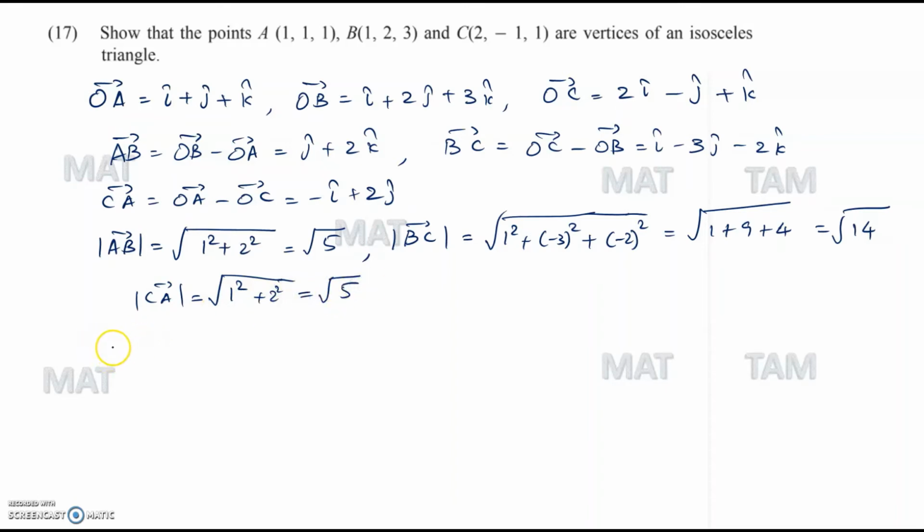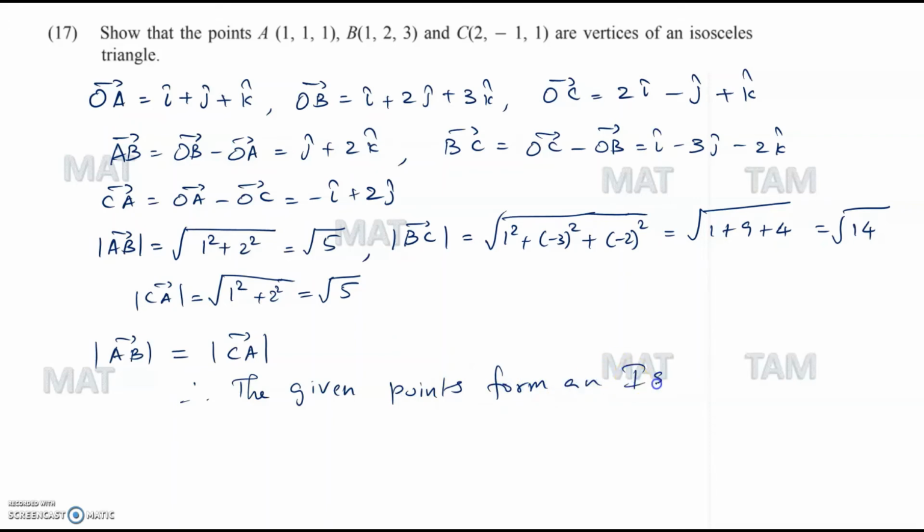So we see that AB vector magnitude is equal to CA vector magnitude. Therefore, the given points form an isosceles triangle.